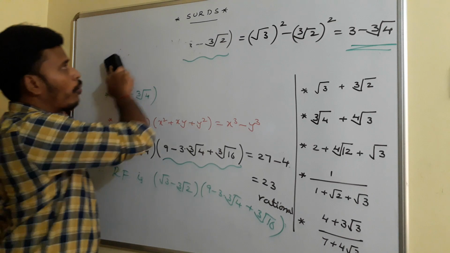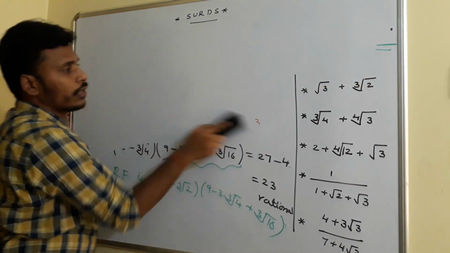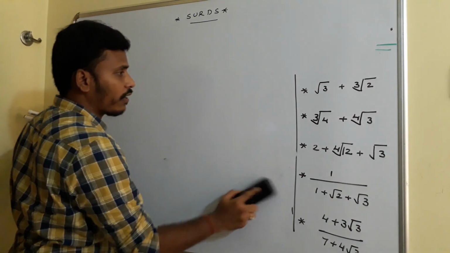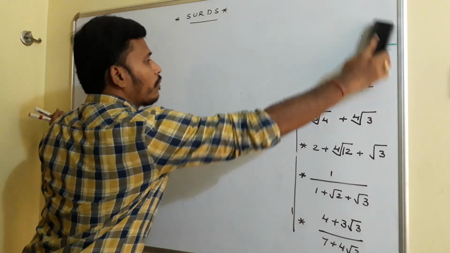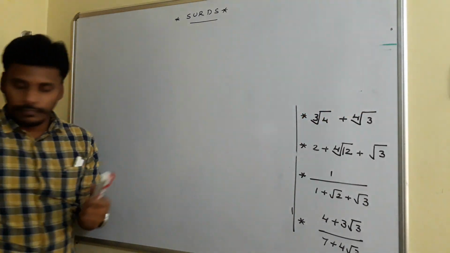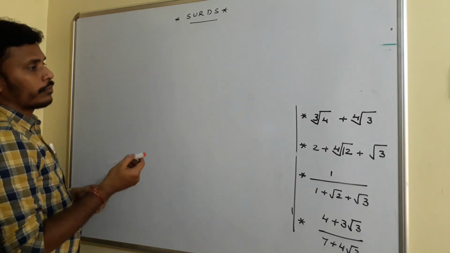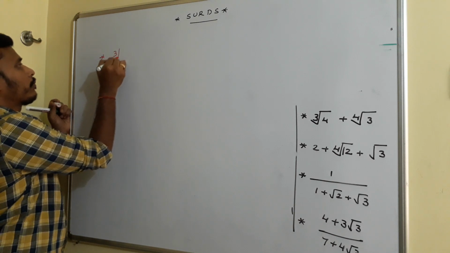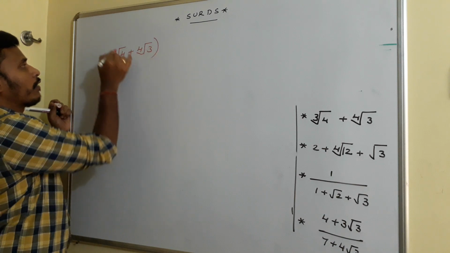Then coming to the third problem, what is given? The third problem is cube root 4 plus 4th root 3. You need to find the rationalizing factor for cube root 4 plus 4th root 3. How to find it? So first of all, you need to multiply cube root 4 plus 4th root 3 with.